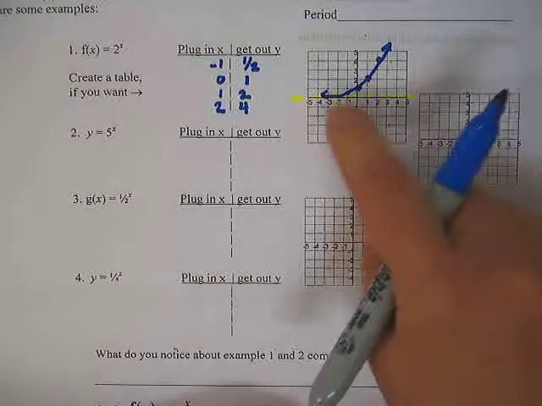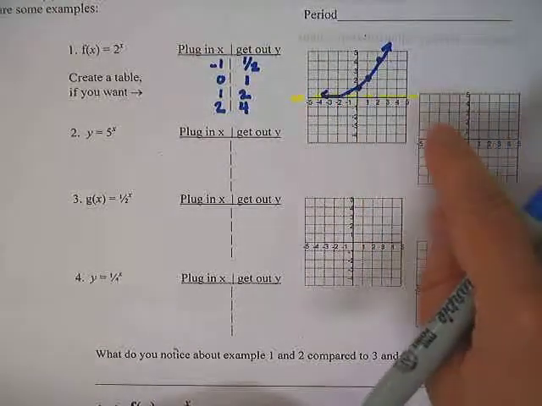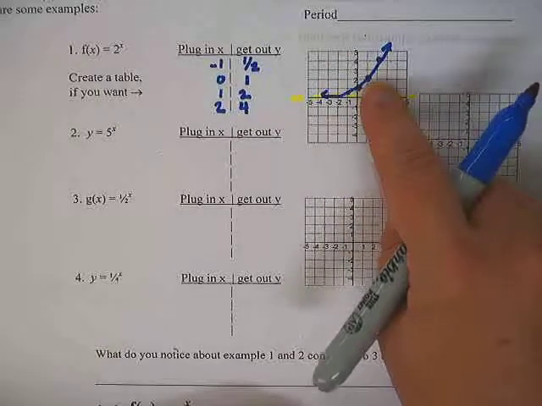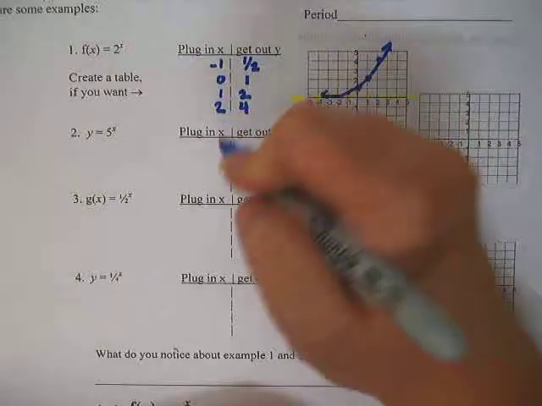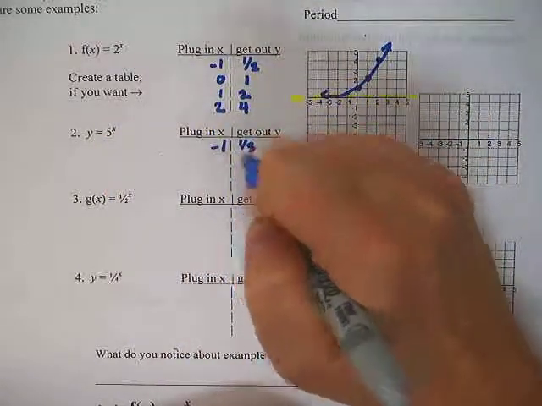Okay? Our second problem we're going to do here, notice the base has changed. So this one had a base of 2, this one is a base of 5. What do you predict is going to change about our graph if we have a base of 5 instead of a base of 2? If you remember what I said earlier about that point, you might be able to guess what's going to happen. Let's go ahead and plug in some numbers and see.